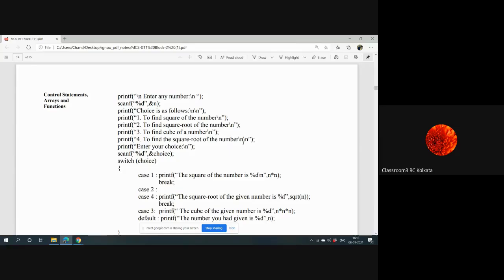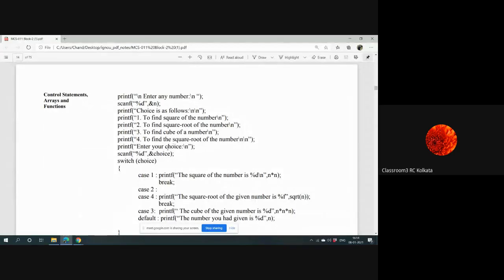But actually, till now, have we scanned the choice variable? We have scanned the n variable. But have we scanned the choice variable? No. Here we have scanned it: scanf %d, ampersand choice. Here we have taken the choice.